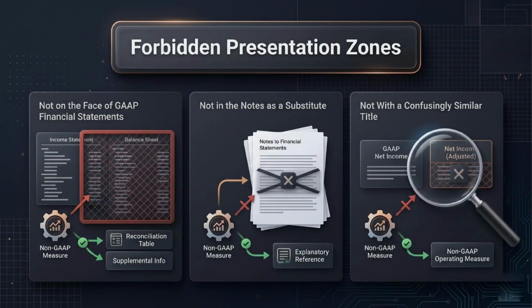There are also presentation zones where non-GAAP measures can create serious problems. They should not appear on the face of GAAP financial statements as if they are GAAP line items. They should not be used in the notes as substitutes for GAAP performance. They also should not use titles that sound confusingly similar to GAAP measures. The test is simple. Could a reasonable user mistake this number for a GAAP result? If yes, the presentation needs correction. A label is small, but sometimes it carries a very large reporting headache.